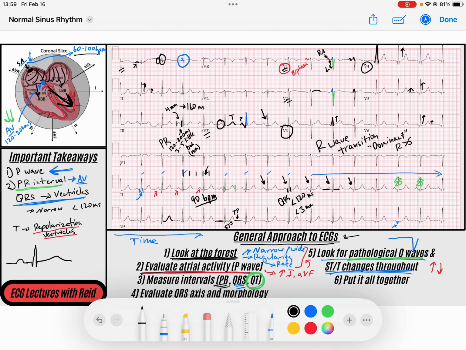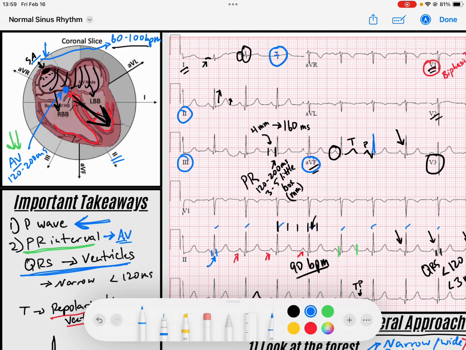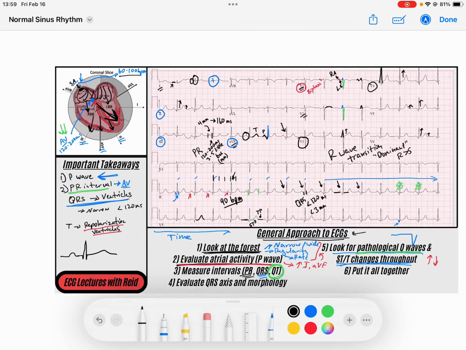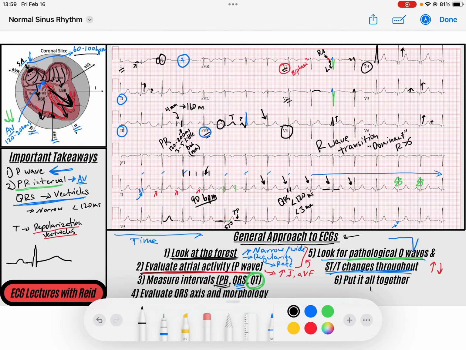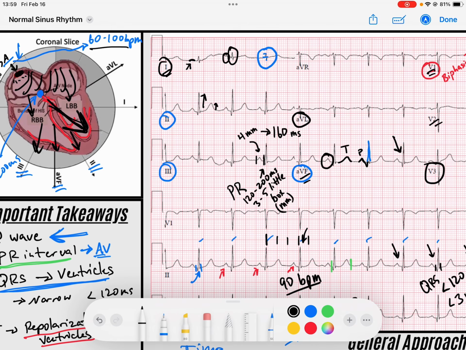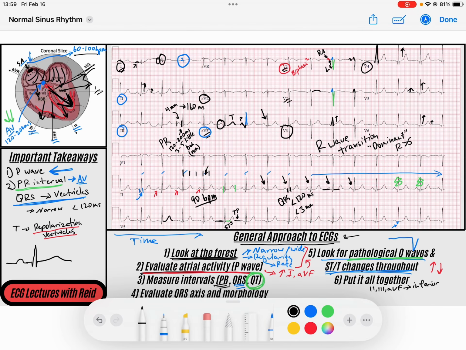So you look at anatomical regions, for example, leads 2, 3, and AVF, as you can look here, are capturing the majority of signals that are heading downwards. So these are our inferior leads. So leads 2, 3, and AVF are inferior leads. We've got lead 1 and lead AVL, which are lateral facing leads.